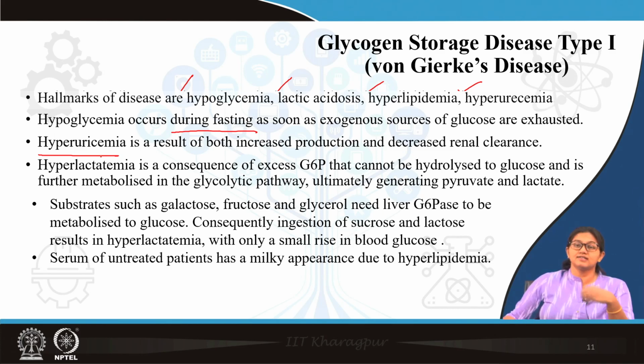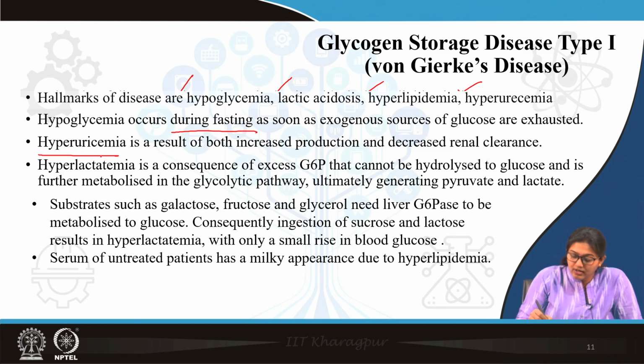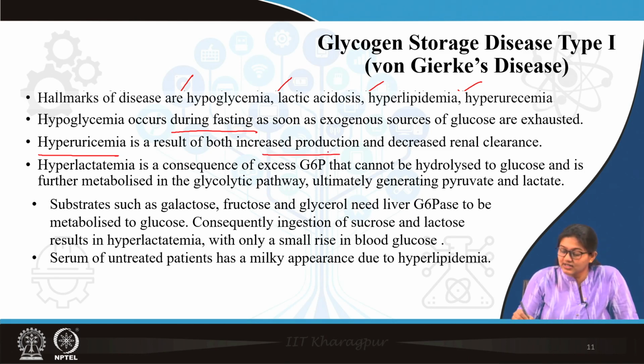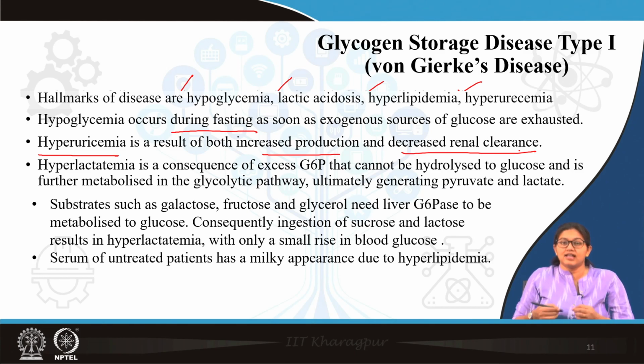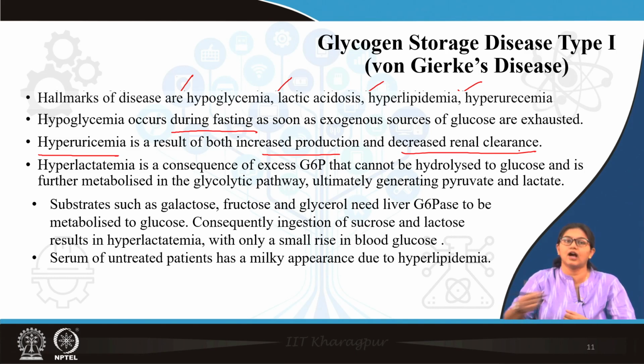Why is the kidney hampered? Because once again, there is storage of glycogen in the kidney as well. So, the function of the kidney is hampered. So, clearance of this excessively synthesized uric acid is also hampered. So, production is excess as well as clearance is decreased, that is giving rise to hyperuricemia, and this hyperuricemia manifests as gouty arthritis. Remember, when uric acid level is increased, the manifestation is gout.